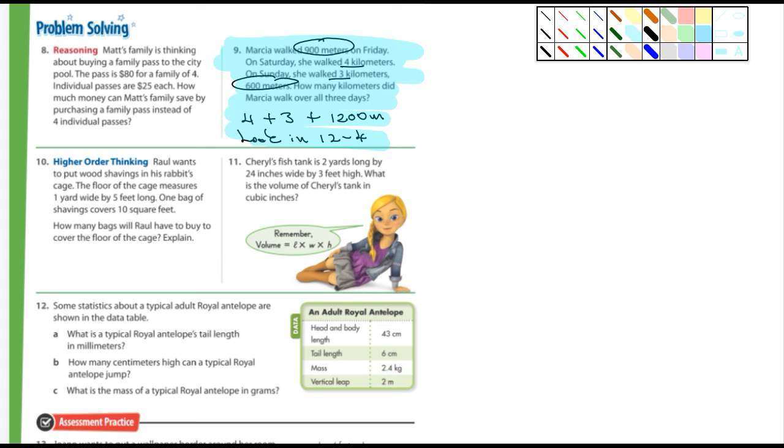Let's see here. What is the volume? Remember volume. Oh, they tell you right there. Volume is length times width times height. You guys should remember that. Yeah, do number 11 also. So I want to know the volume of the tank in inches. That's what they're asking for in number 11. The volume of the tank in inches.